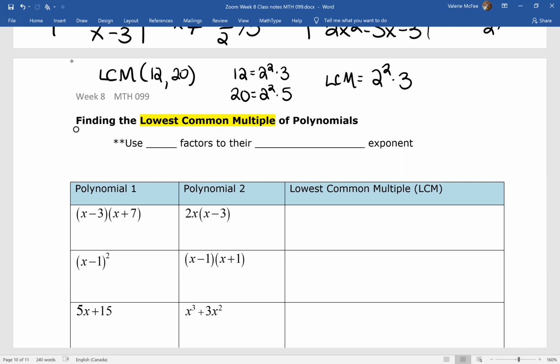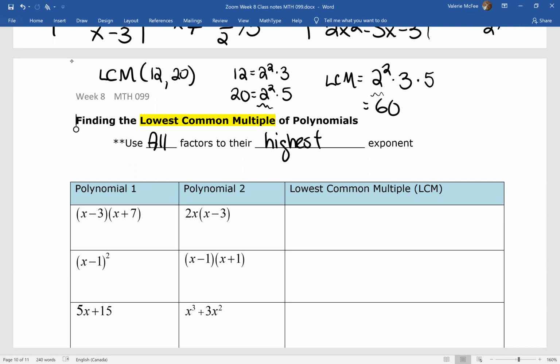The multiples of 20 had to contain 20. 20 needs 2 squared. We already have it. 20 needs a 5. We don't have a 5. So 4 times 5 is 20 times 3 is 60. There's our lowest common multiple. Remember, we were using all of the factors to their highest exponent. Let's do 2 examples together.